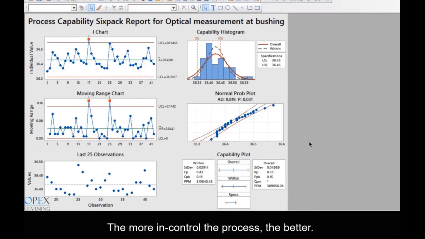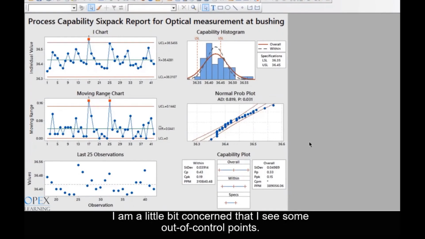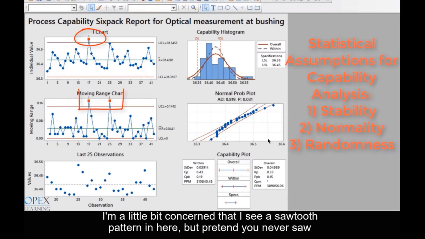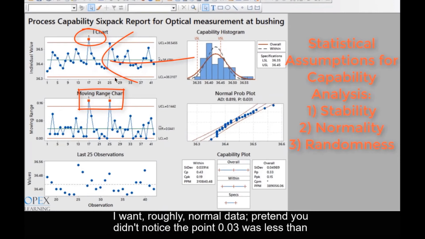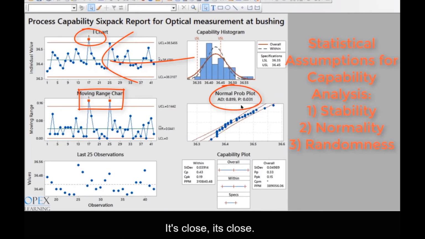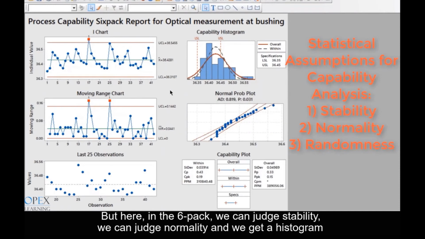The more in control the process, the better. I am a little bit concerned that I see some out of control points. I'm a little bit concerned that I see a sawtooth pattern in here, but pretend you never saw that. I want roughly normal data. Pretend you didn't notice the 0.03 was less than 0.05. It's close, it's close.